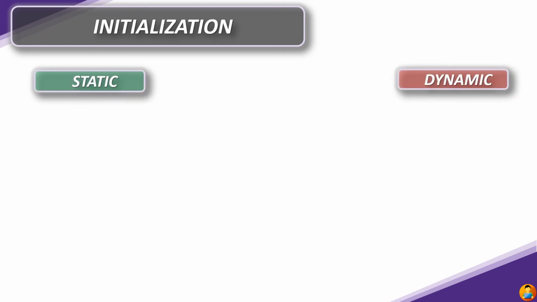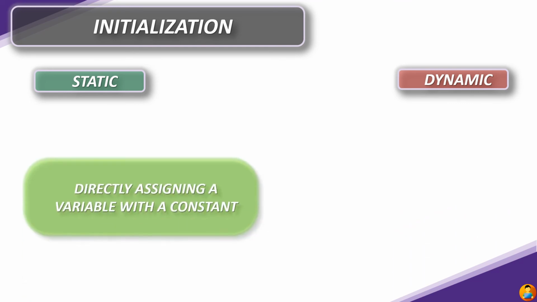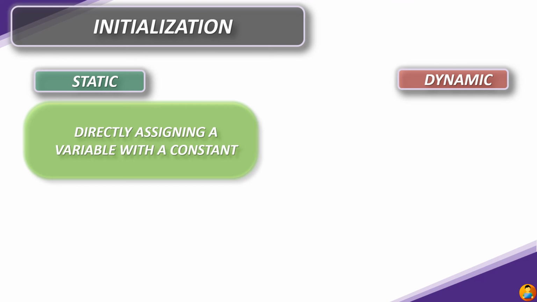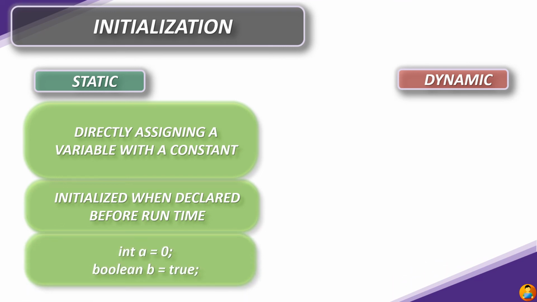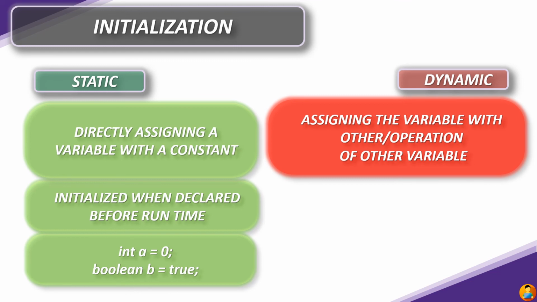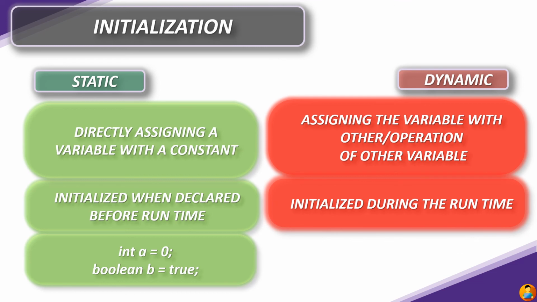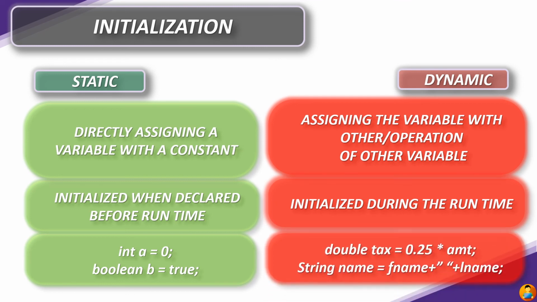The different types of initializations are static initialization and dynamic initialization. In static initialization, a constant value is directly assigned to the variable, hence the value is available to the variable before the runtime of the program. The examples are given below. In dynamic initialization, a combination of variable and constant with or without operation is assigned to the variable, hence the value is available to the variable during the runtime of the program. The examples are given below.